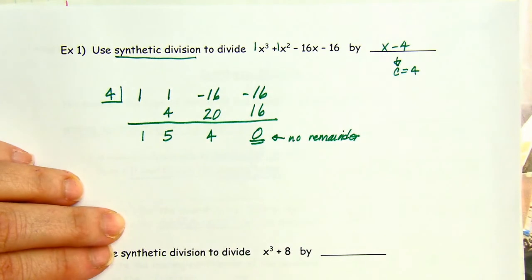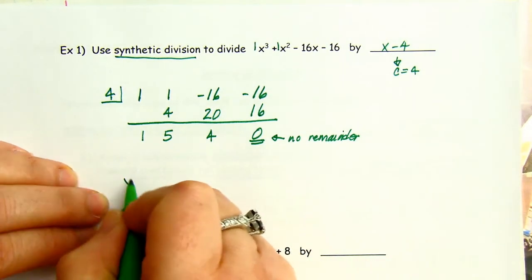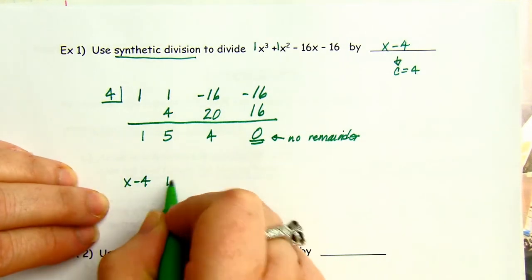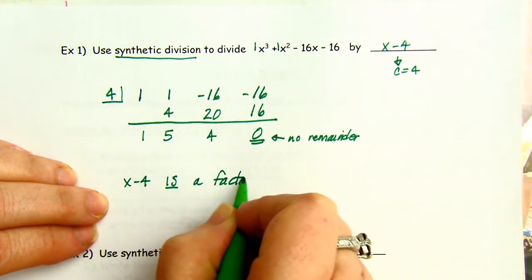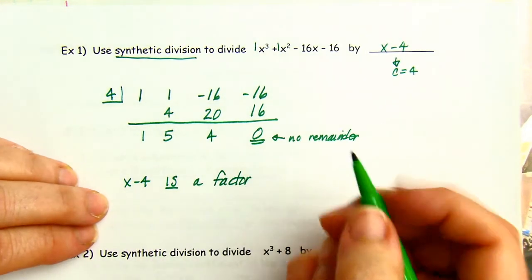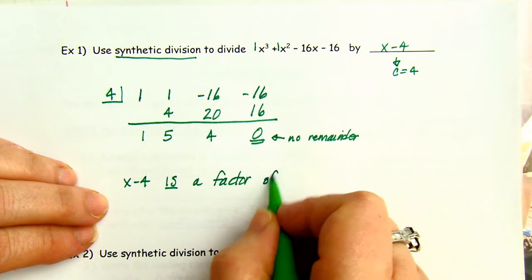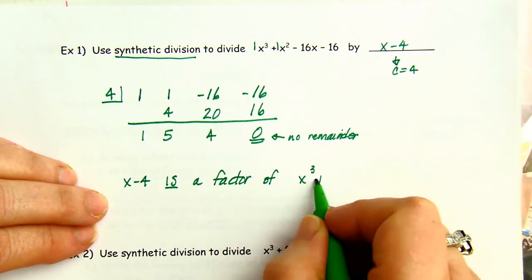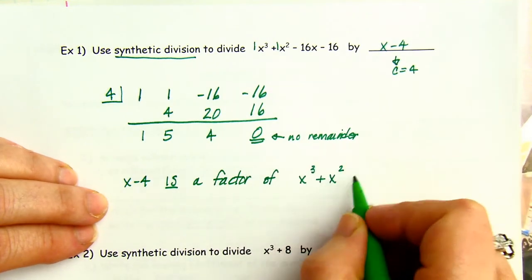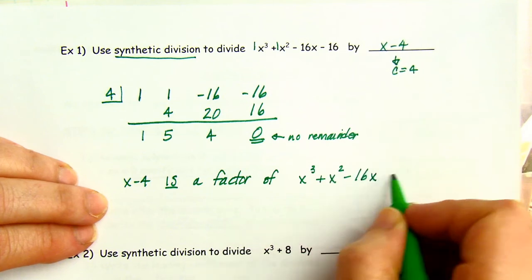Because there is no remainder, x minus 4 is a factor of x cubed plus x squared minus 16x minus 16.